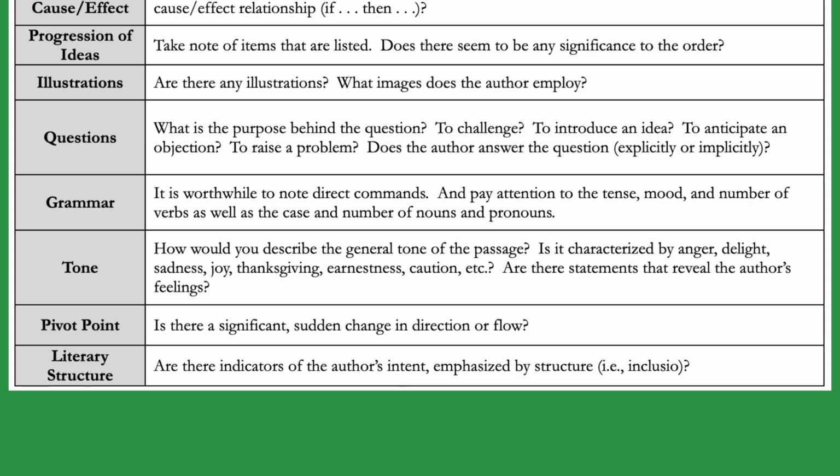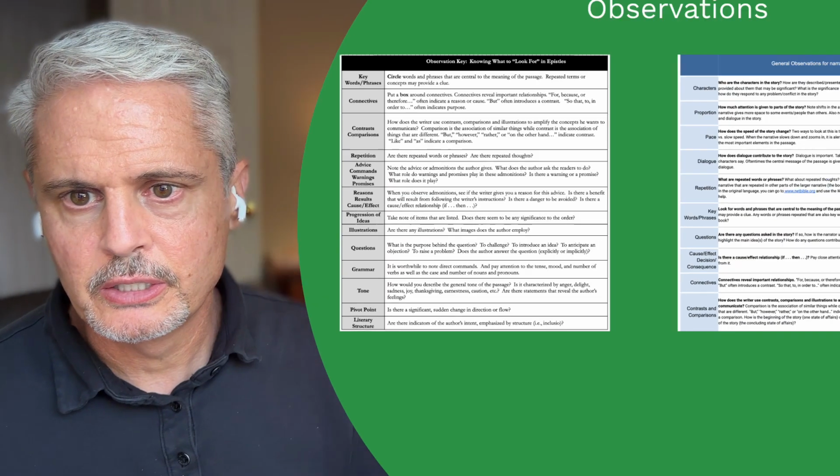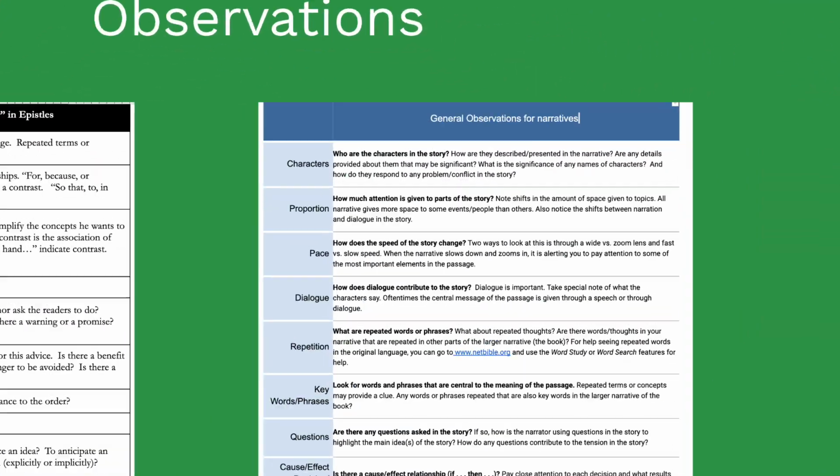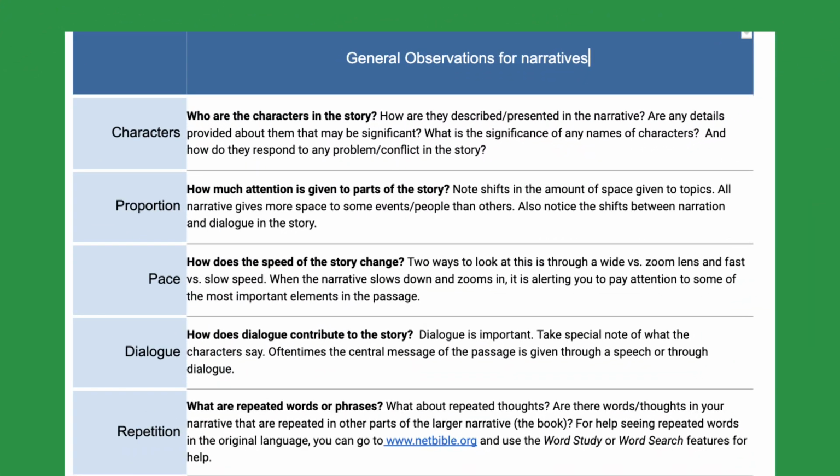Pivot point. Is there a significant sudden change in direction or flow? Again, you would see this in Ephesians 2:1 through 10 as well. You were dead in your sins, but now you're made alive in Christ. Again, using the "but" to establish that contrast. And then literary structure. Are there indicators of the author's intent, emphasis by structure? You'll also see this when we look at the video on the structure of the passage. Now, let's think about what this looks like in terms of narratives?